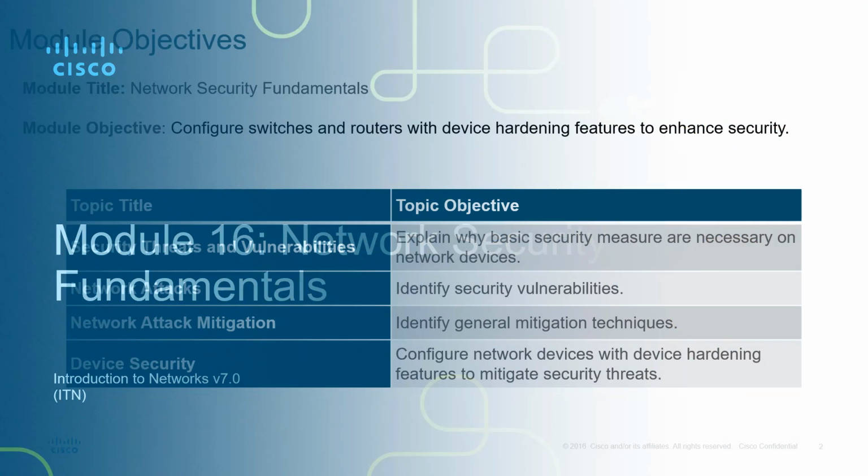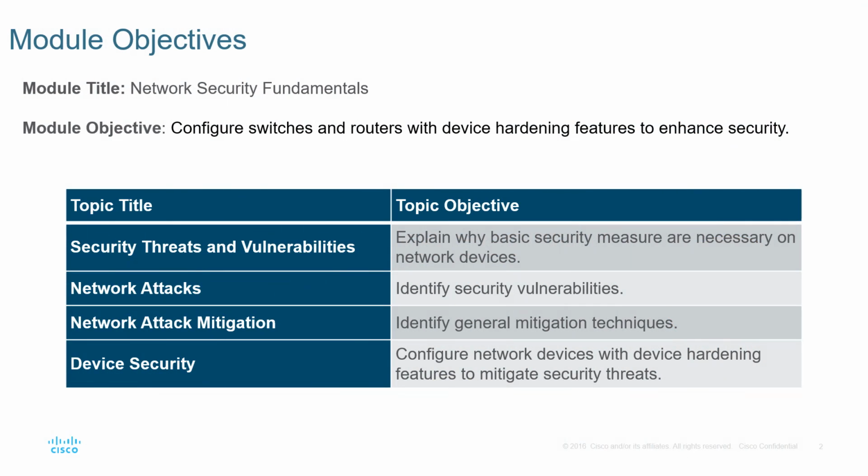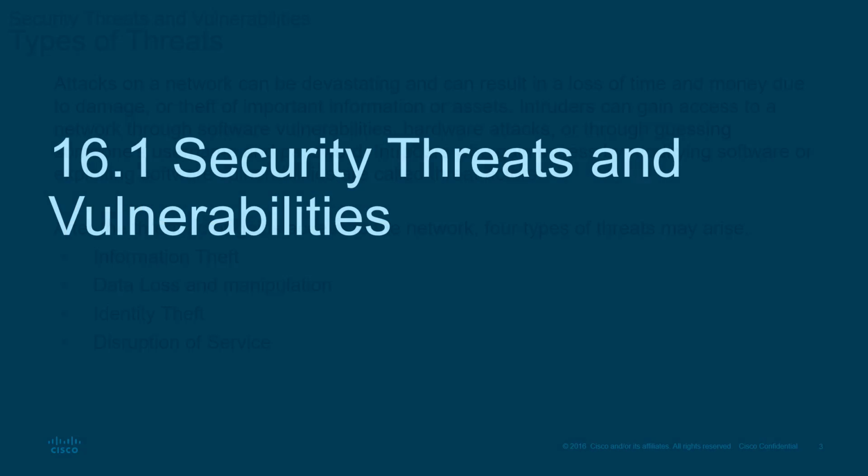So the point of this module is to look at security threats and vulnerabilities, look at what they are and kind of basic measures to make sure that we can mitigate them. Network attacks, basically identifying security vulnerabilities, mitigation techniques, and we're going to talk about device security, specifically configuring network devices so we can harden them. Basically, turning on what features we need to mitigate security threats. So let's go and look at security threats and vulnerabilities.